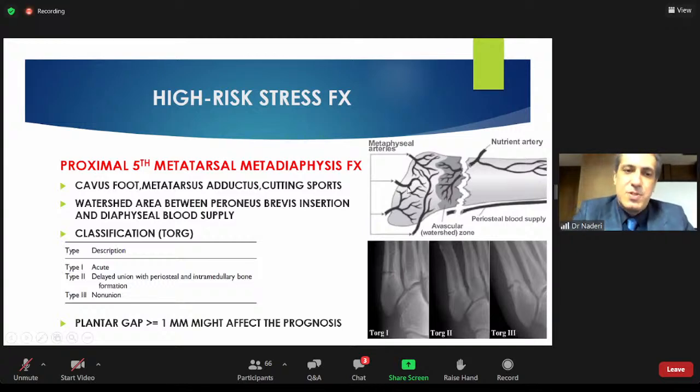Classification proposed by Torg includes type 1 or acute fractures, type 2 in which delayed union with periosteal and intramedullary bone formation is present, and type 3 that are non-union. In any Torg type, we have to pay attention to plantar gap of more than 1 millimeter that it might affect the prognosis of the fracture union.